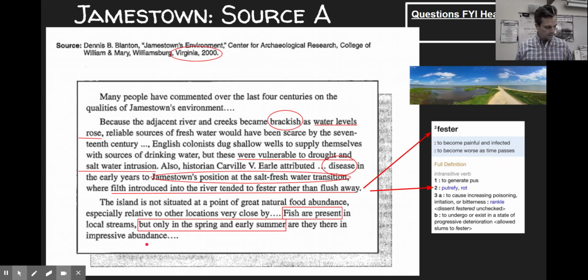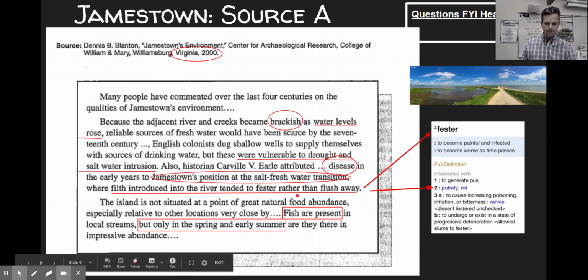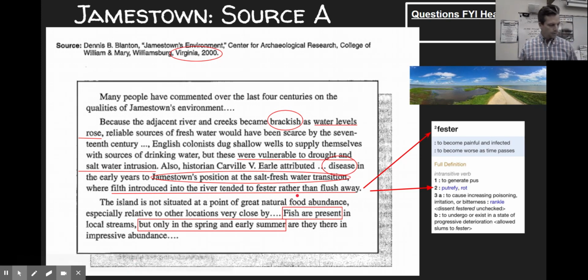So that's what I've got to say about source A. I mean, we talked about the brackish water, the mixing of the waters. It talks about human waste. We showed that, and it says it's going to fester rather than flush away. I want you guys to process that. Again, don't just copy what I'm saying. Make sure you think about it. And then that's going to have effect on the health in Jamestown.